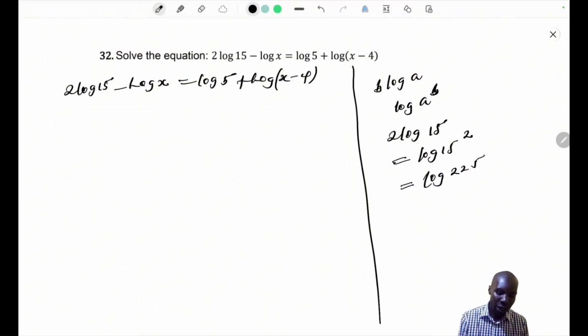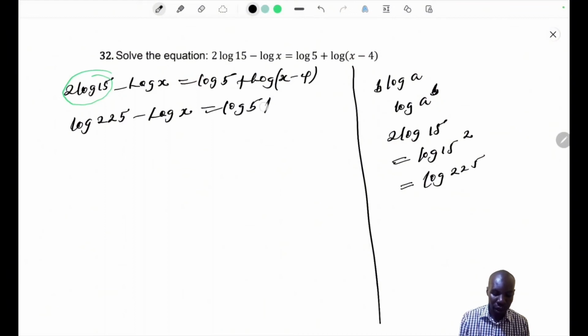So instead of having 2 log of 15, we'll have log of 225 minus log of x should give us log of 5 plus log of x minus 4.